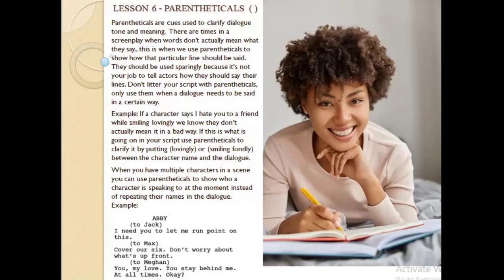When you have multiple characters in a scene, you can use parentheticals to show who a character is speaking to at the moment, instead of repeating their names in the dialogue. Example: Abby, (to Jack), "I need you to let me run point on this." (To Max), "Cover your 6. Don't worry about what's up front." (To Megan), "You, my love, you stay behind me at all times, okay?"